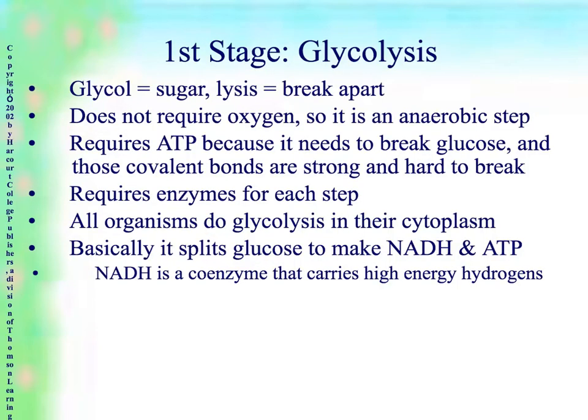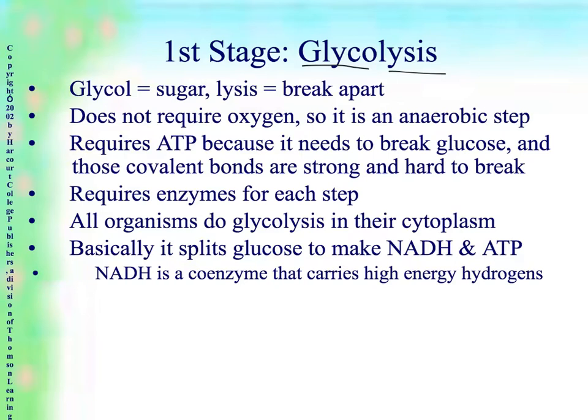Okay. All right, so here we go. The first stage of cellular respiration, the aerobic part, is called glycolysis. Glyco means sugar, lysis means break. So glycolysis means the breaking of sugar. It does not require oxygen. So it is an anaerobic step, which means all organisms can do glycolysis.